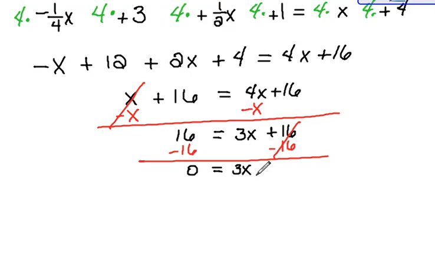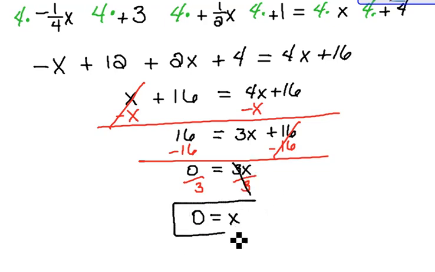We need x alone. So the opposite of multiplying by 3 would be to divide by 3. So 0 divided by 3 would be 0, equals x. So our final answer here would be x equals 0.